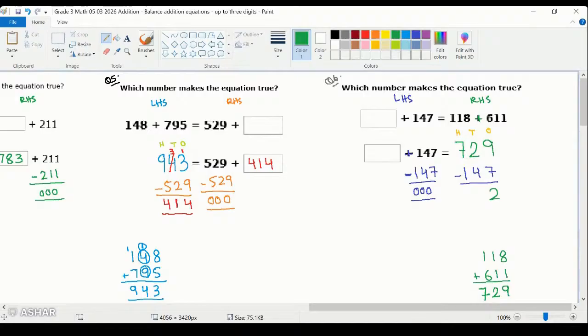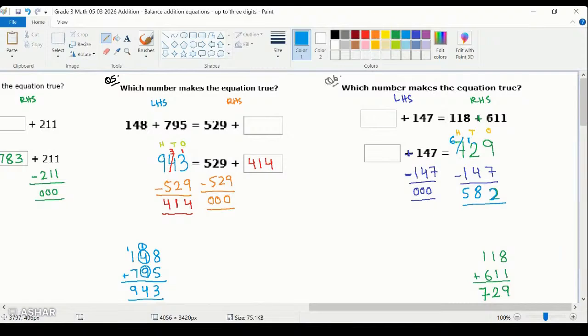Therefore, we carry. This 7 becomes a 6. And this becomes 12 tens. Agreed? We have 12 tens. 12 minus 4 is 8. And 6 minus 1 was 5. My answer is coming out to be 582. 729 minus 147, 582. Let's do it again.